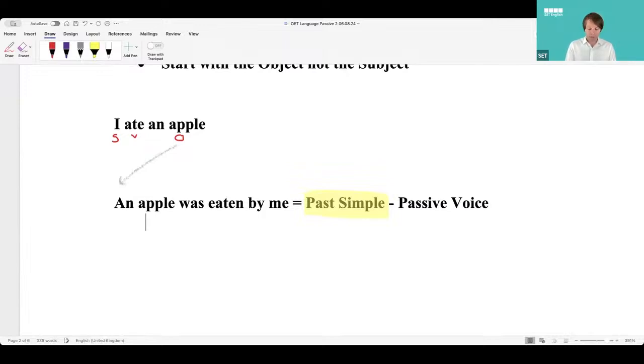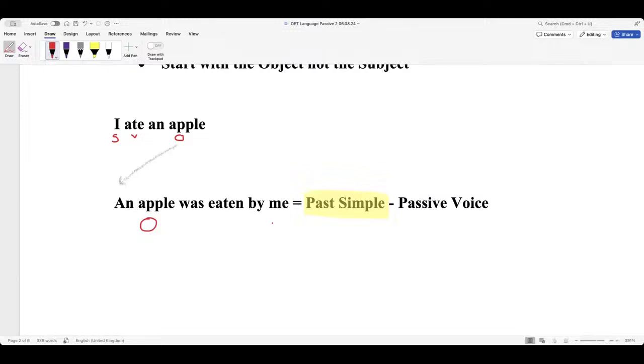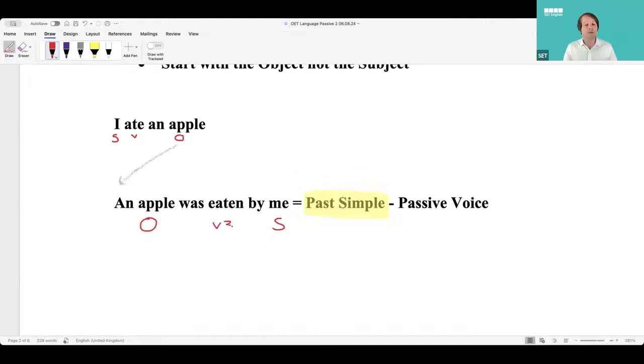So, Carmen, in "an apple," is that the subject or the object? The object. And where's the subject? Me. And then we have, what's this? Verb. Which verb is it: verb 1, verb 2, or verb 3? Three. Right, so eat, ate, eaten. Verb 3.